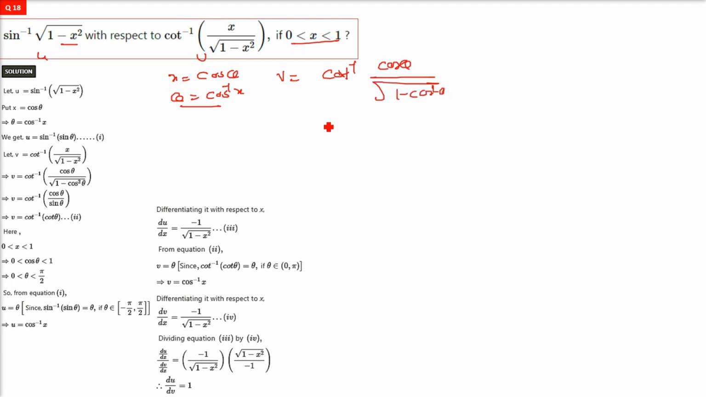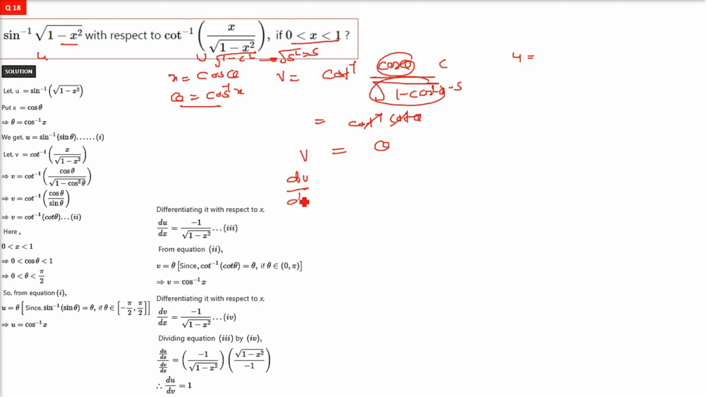1 minus cos square theta is sin square theta. Under root sin square theta is sin theta. So we have cos theta by sin theta, which is actually cot theta. So I am replacing this under root 1 minus cos square theta as sin theta. Cos theta by sin theta is cot theta. So cot inverse cot theta we got. So this is only theta. Cot inverse cancel. So checking, I hope you will be able to do. This we have done many times.